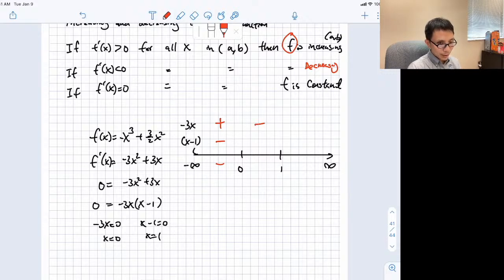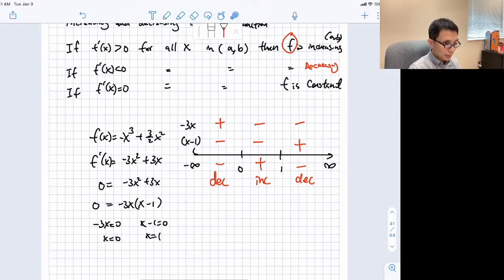At 0.5, negative 3x is negative and x minus 1 is negative, so it's positive. And then at 1, it's going to be negative, and 2 minus 1 is positive, so it's going to be negative. So it's decreasing, increasing, decreasing. On your test, you have to write it out for me, otherwise I cannot give you credit. You have to show me the number line test. You have to test all the points.